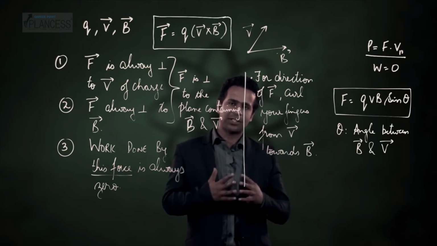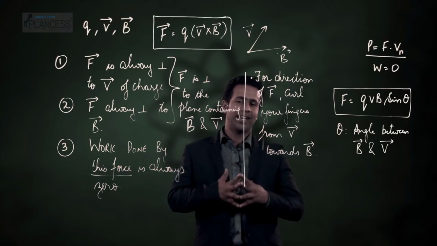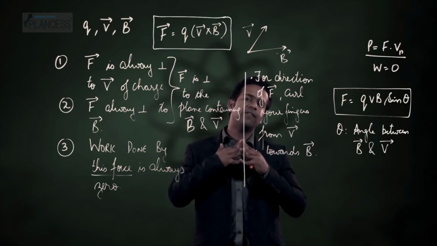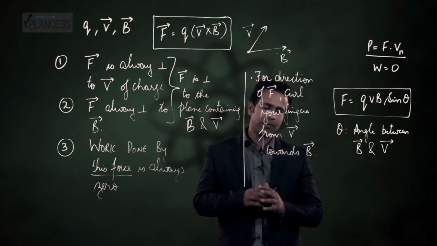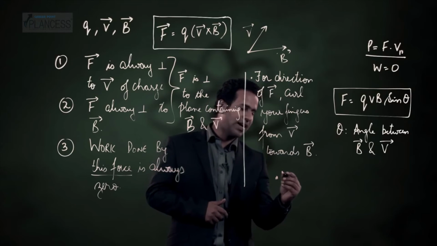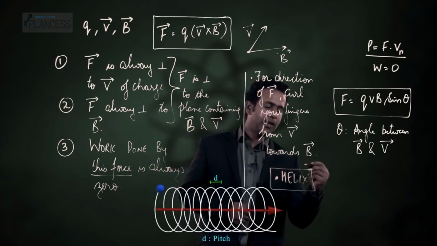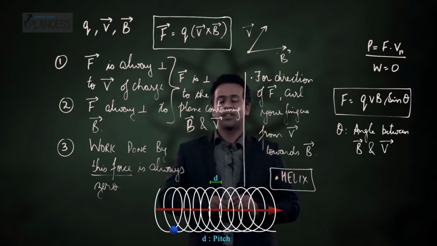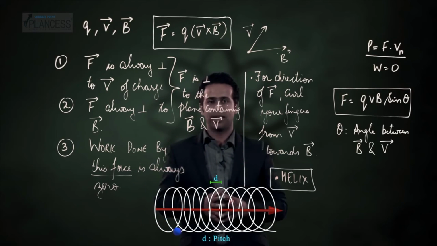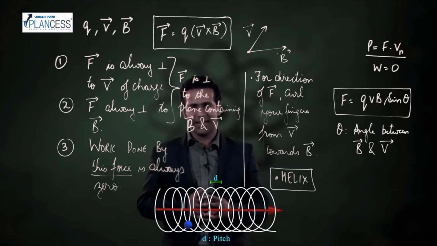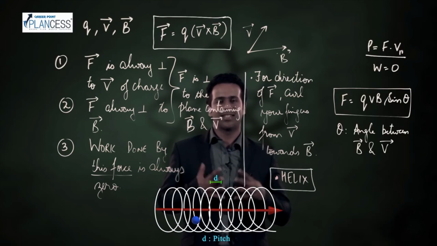Right. Next, we'll not prove this, but I'll just tell you this as a fact. Whenever a charged particle is thrown in a region with magnetic field, there's only one path that it can follow, and that path is a helix. This animation shows the path of a charged particle moving in a magnetic field, and the path that it traces is what is called a helix.